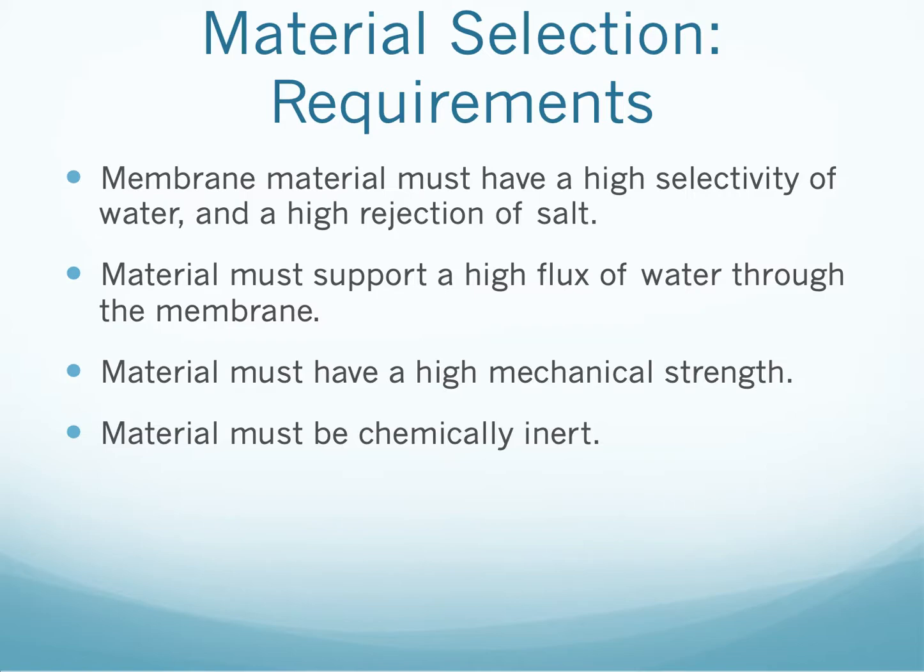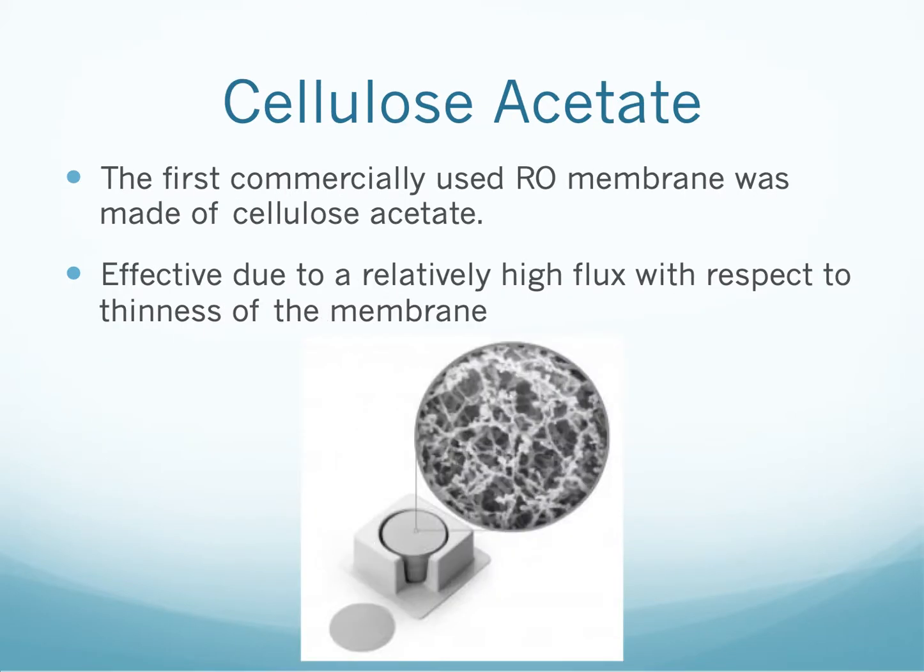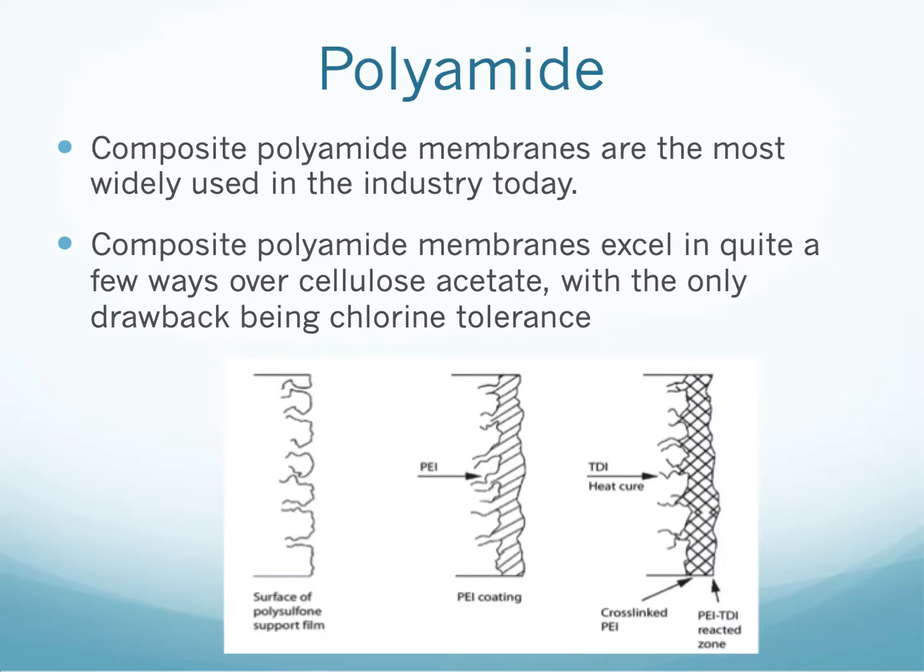And lastly, the material must be chemically inert so that it does not react with anything in the solution, which will result in fouling of the membrane, which reduces efficiency and flux. And one of the first materials ever used for the reverse osmosis membrane was made of cellulose acetate. It was effective due to its relatively high flux with respect to its thinness.